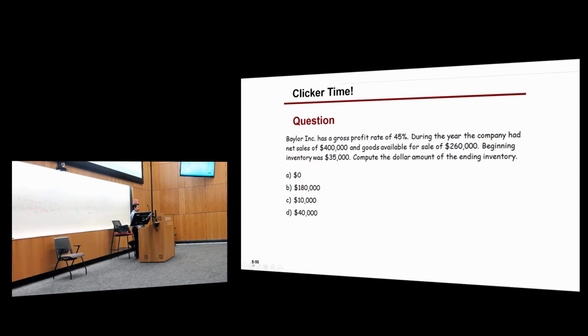So in this question, they give us a gross profit rate of 45%. During the year, the company had net sales of 400,000 and goods available for sale of 260. Beginning inventory was 35,000. We need to calculate the dollar amount of ending inventory.